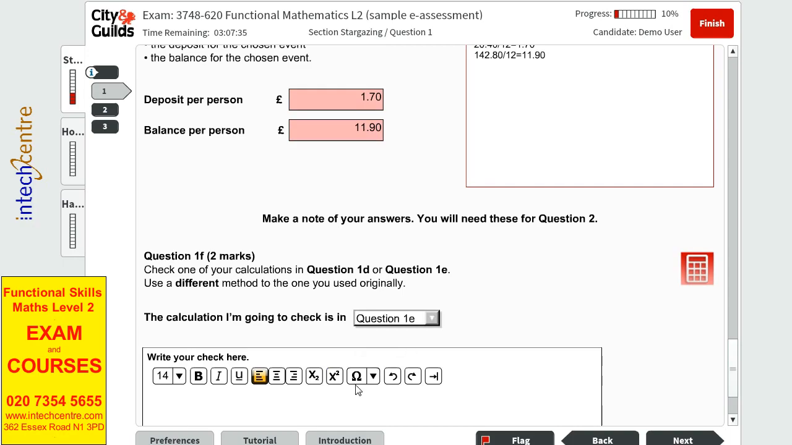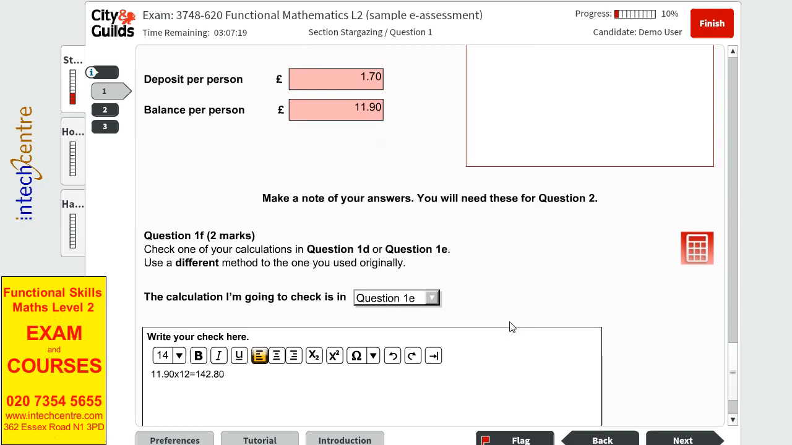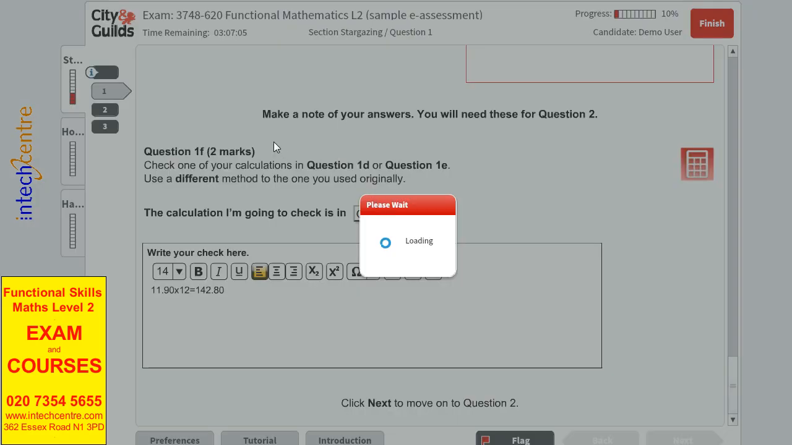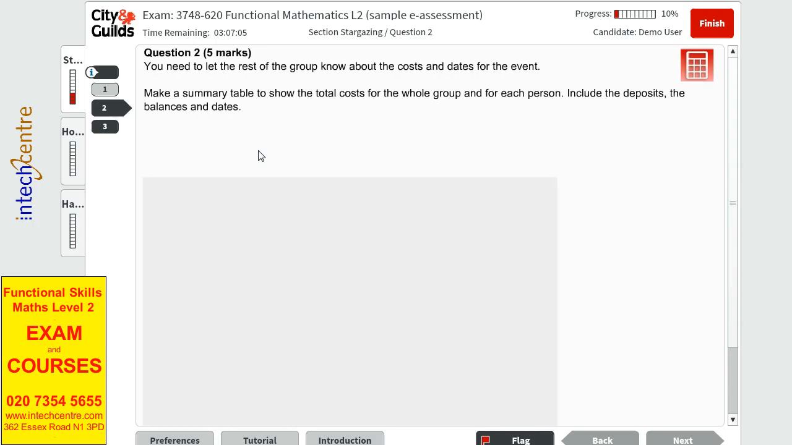So let's pick 1E. We have 11.90 times 12 equals 142.80. This is our reverse. We start with the answer, we multiply with the middle value to get to the original value we started with. And this is how you get 2 points. You don't have to explain anything in your check of calculation for the working out. If you click next, we'll move on to the next question.